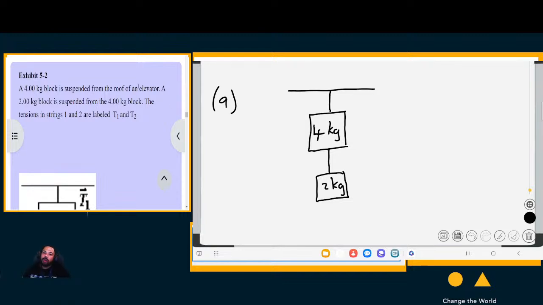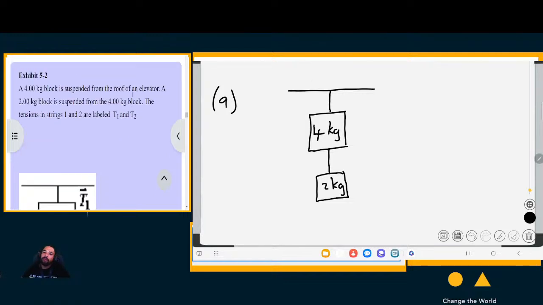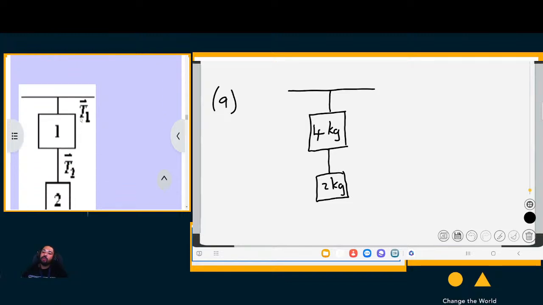So we have a 4 kilogram block. It's suspended from the roof. This is the roof here of an elevator. And a 2 kilogram block is suspended from the 4 kilogram block. So this is the roof of an elevator, meaning it's moving. And then the tensions in string 1 and 2 are labeled T1 and T2. So the tension in this string here is T1 and the tension in this string is T2.